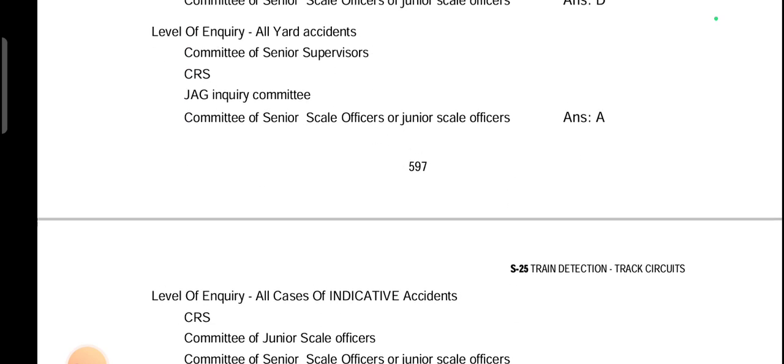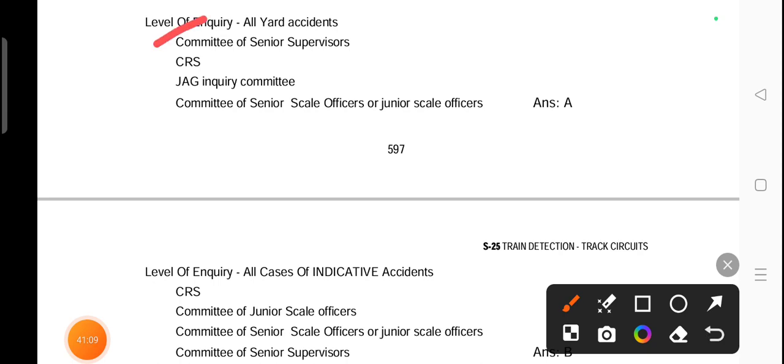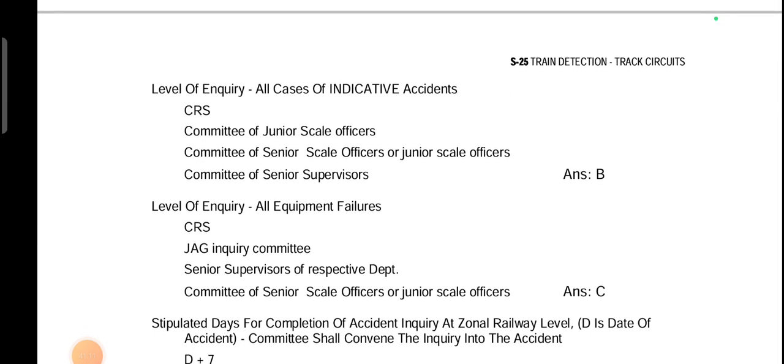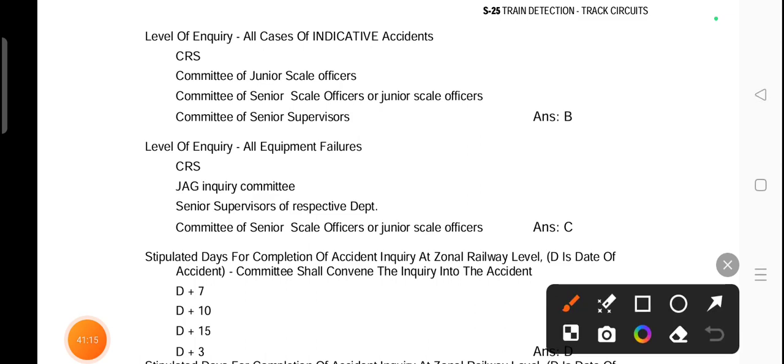Level of inquiry, all yard accidents, Committee of Senior Supervisors. Level of inquiry, all cases of indicative accidents, Committee of Junior Scale Officers. Level of inquiry, all equipment failures, Senior Supervisors of respective department.